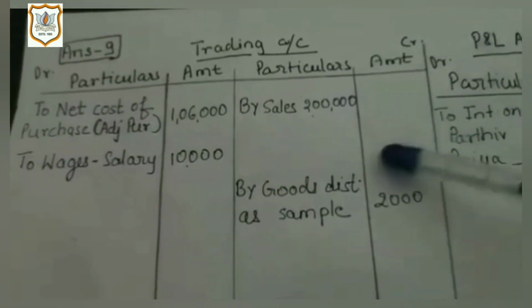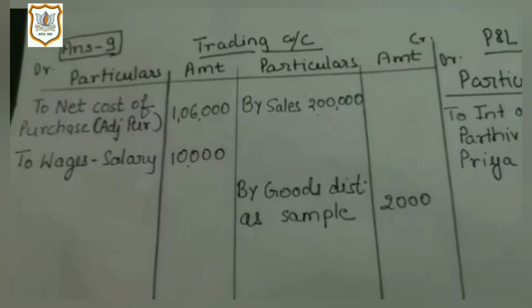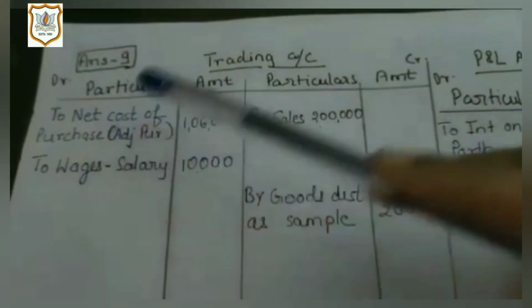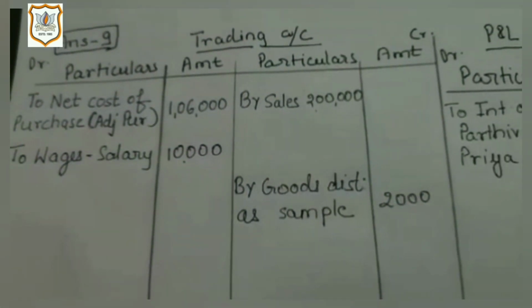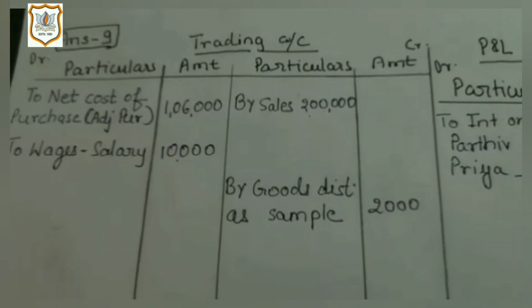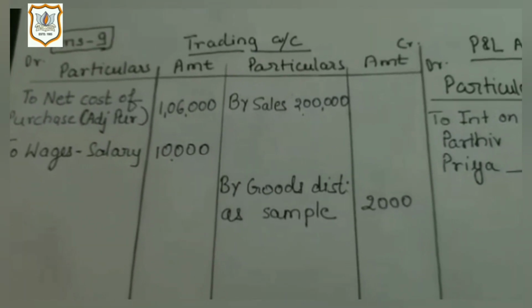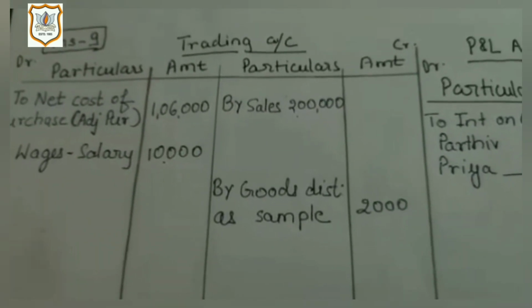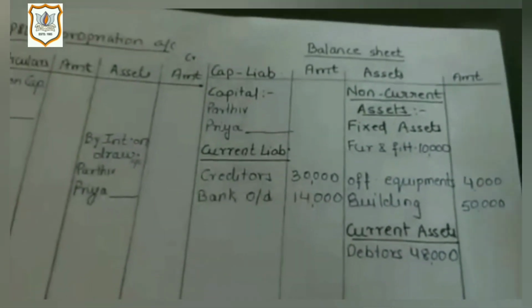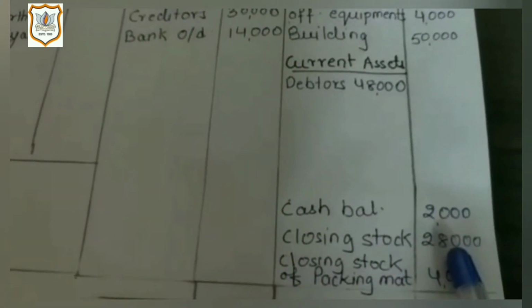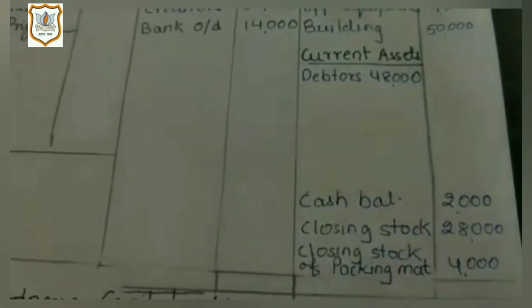Now next item is given net cost of purchase, which is 1,06,000. Since it is net cost of purchase of goods, it will be recorded on debit side of trading account. Now next item in the trial balance is stock of goods. And with that, date is also given, that is 31st March 2017, which indicates that it is closing balance. So, closing stock will be recorded on asset side in balance sheet under the heading of current asset. I have recorded it here. Closing stock 28,000 under the heading of current asset.